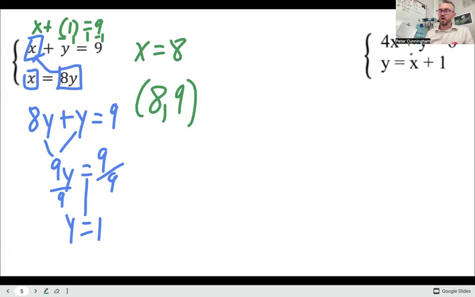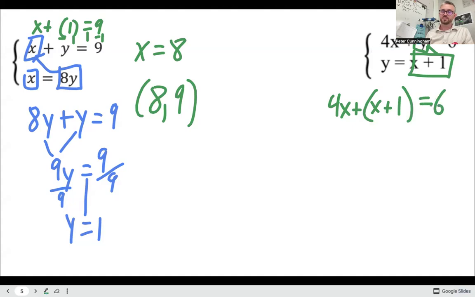Okay. Now, y equals x plus 1. So I replace the y with x plus 1. So I have 4x plus, use the parentheses, please, x plus 1 equals 6. It's not that necessary in this particular one because we don't have a coefficient, but it's good to be in that habit.